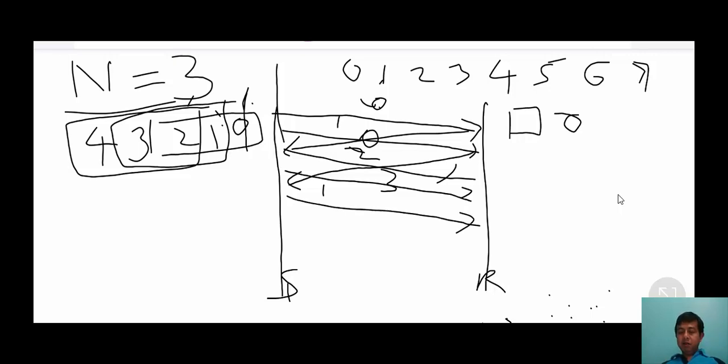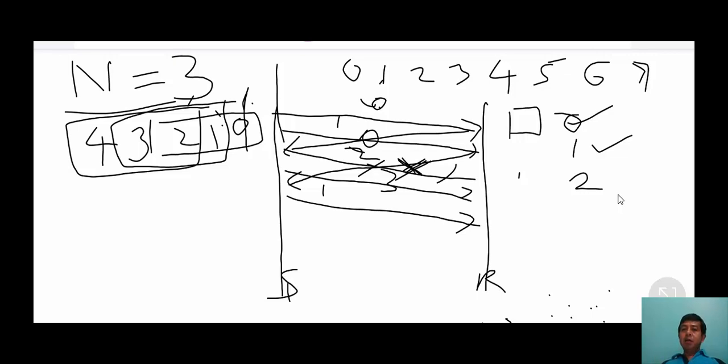Now the receiver has received packet number 0 correctly and packet number 1 correctly. Now it is waiting for the packet with sequence number 2. Say this packet number 2, which was sent, was lost. The receiver is waiting for packet number 2, but packet number 2 is lost. Now after some time packet number 3 has arrived.